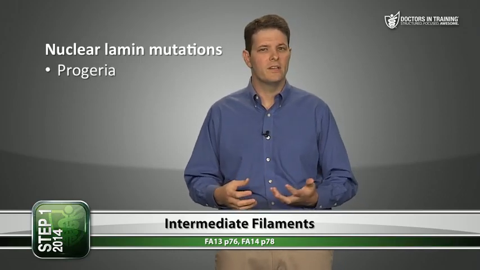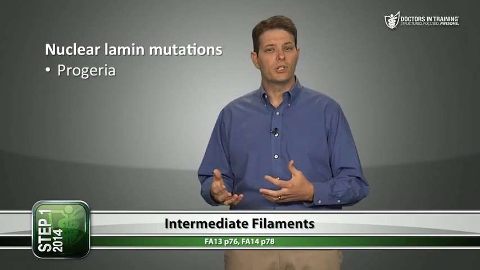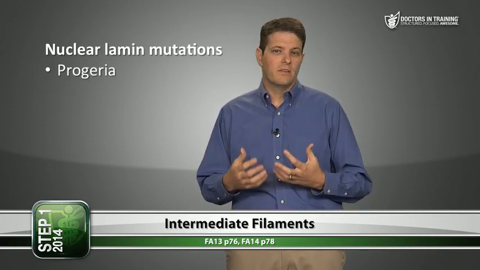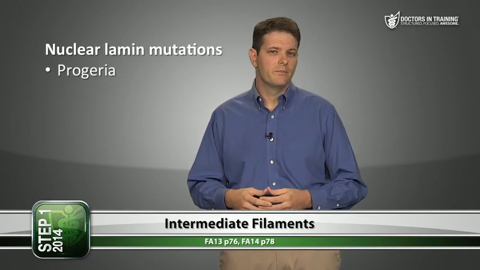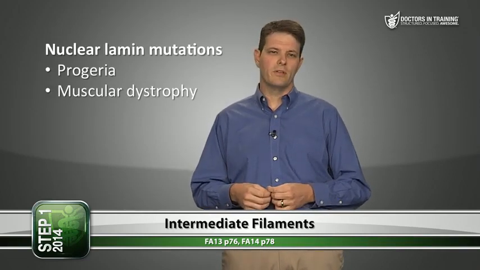Now, progeria is a disease that causes advanced cellular aging. So the 5-year-old child might have wrinkles and the facial structure of an 80-year-old because these nuclear lamins are mutated. And then muscular dystrophy is another disorder where you could have mutations of the nuclear lamins.